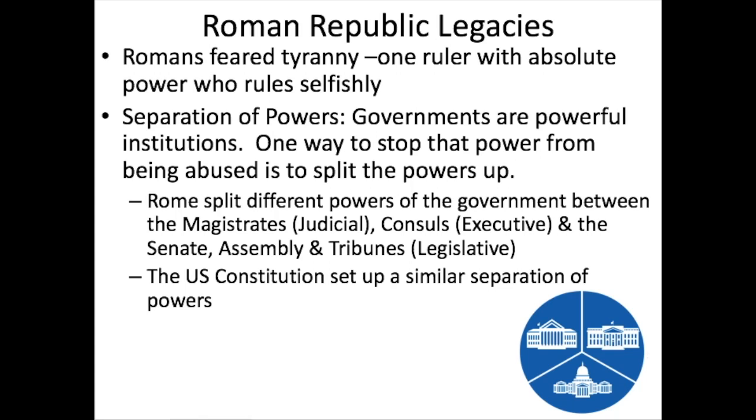So you see here the symbols of our three branches of government, which are very similar to those of the Romans. That idea of a separation of powers is a big deal.